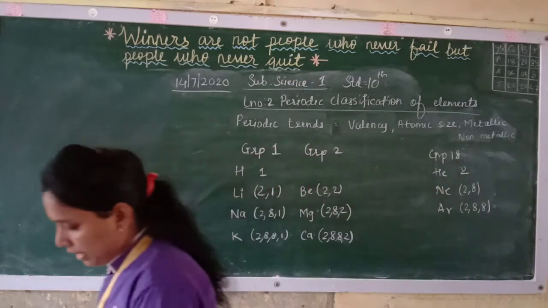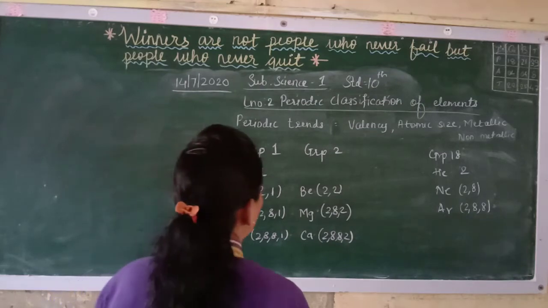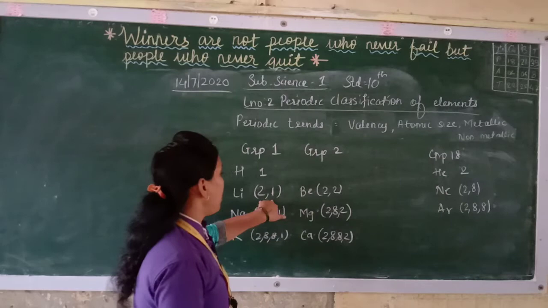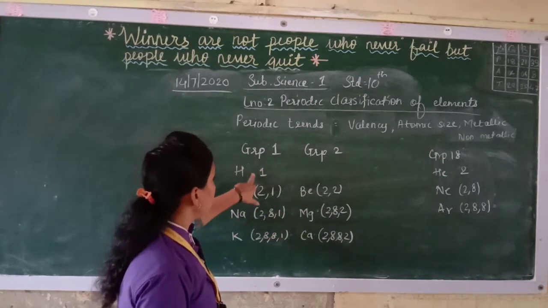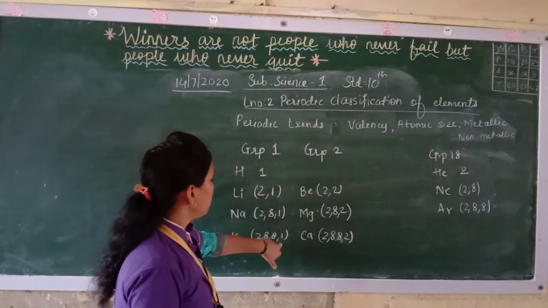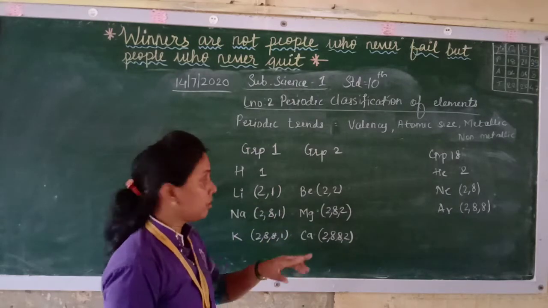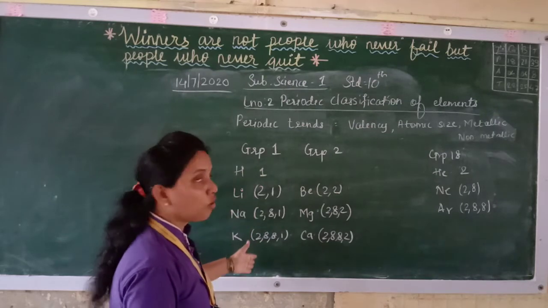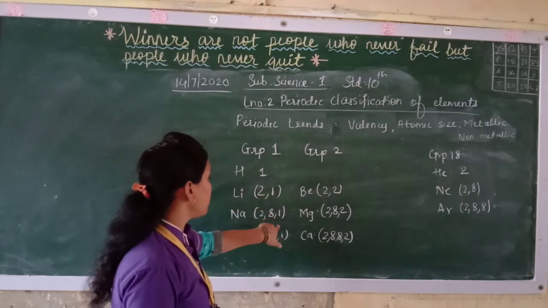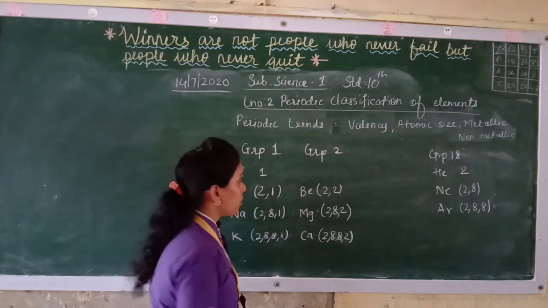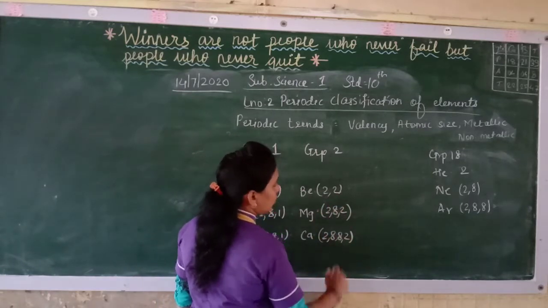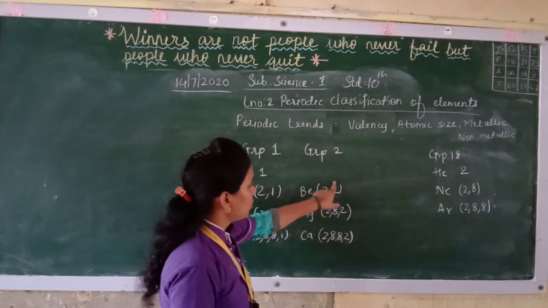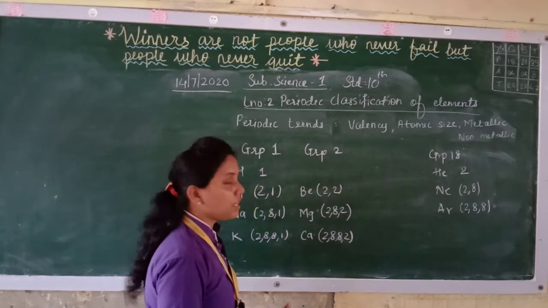Now if you see over here, valency is the number of valence electrons. All are 1 only, but the number of shells is increasing as you go down. See, here it is 1, here it is 2, here it is 3, here it is 4. The same is happening over here: 2, 3, 4. But see, the valence electrons in the last shell remain the same.